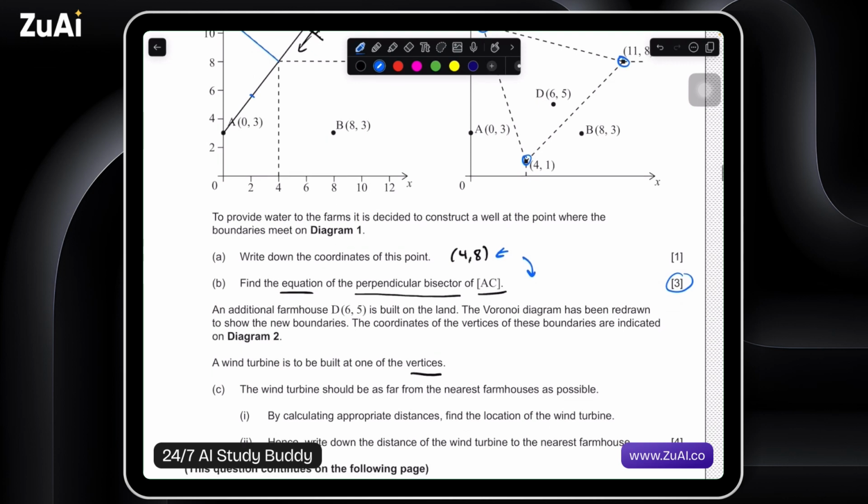The wind turbine should be as far from the nearest farmhouse as possible. So this is what's called the toxic waste dump problem. By calculating appropriate distances, find the location of the wind turbine. This is plural, which is kind of interesting. And then hence write down the distance of the wind turbine to the nearest farmhouse. 4-mark question, not too bad, I don't think.